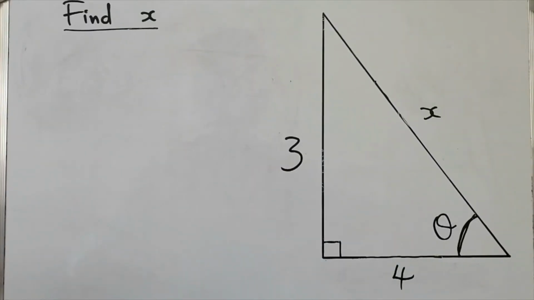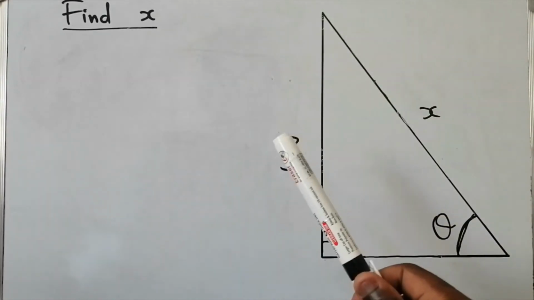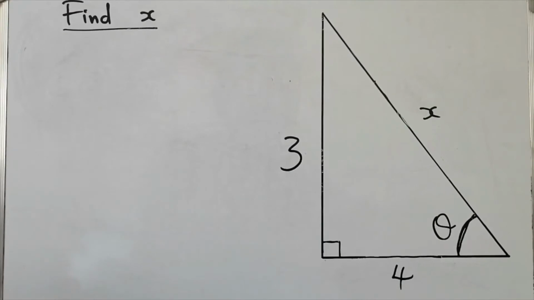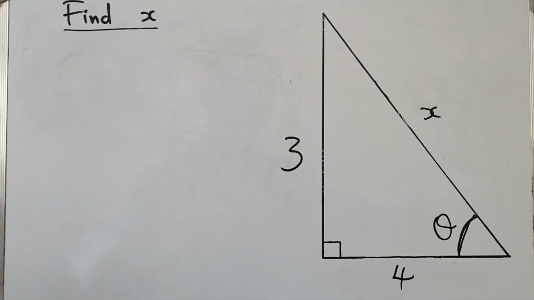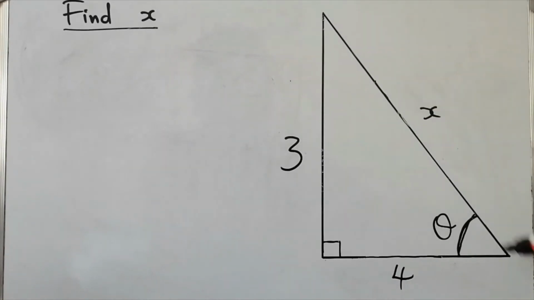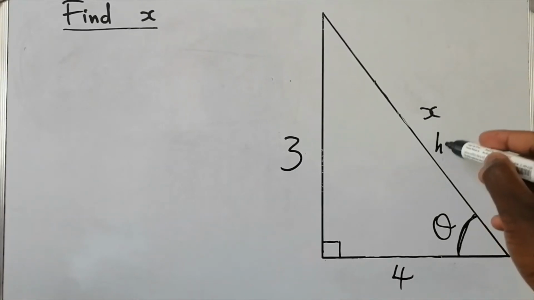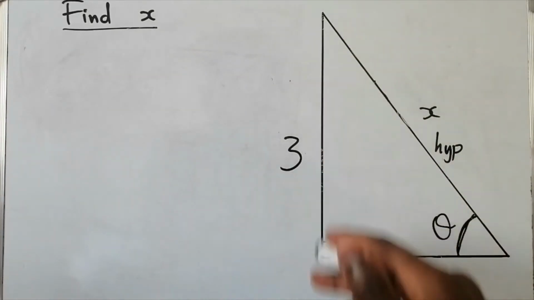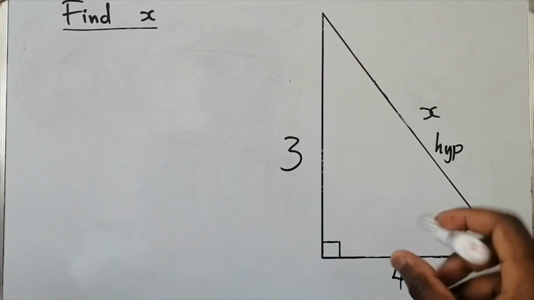So in this question, we're being asked to find the value for x, which is the length of the longest side in the right angle triangle. So before we do that, we're going to need to name the sides that we see in the right angle triangle. And starting with this side, which is the longest side on the right angle triangle, we said that that's the hypotenuse. And the side, which is 3 units long, is on the opposite side of the angle theta.